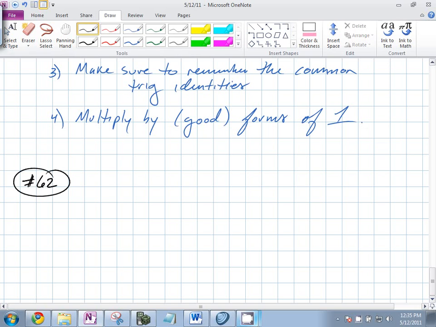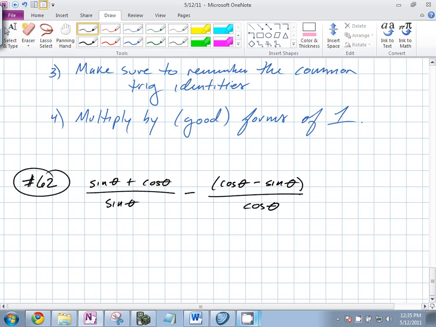Sine theta plus cosine theta all over sine theta minus cosine theta, minus sine theta all over cosine theta, is equal to secant theta cosecant theta. First of all, did I copy that down right? That is the most tragic way to cause yourself pain, to copy it down wrong and then sit there spinning your wheels, doing lots of proper manipulations.